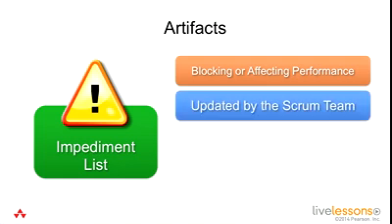This is updated by the Scrum team. They need to be identifying these blockers, identifying these things that are slowing them down, and putting them on this list so they can actually make it transparent, make it visible, and then we can make some plan to resolve them.